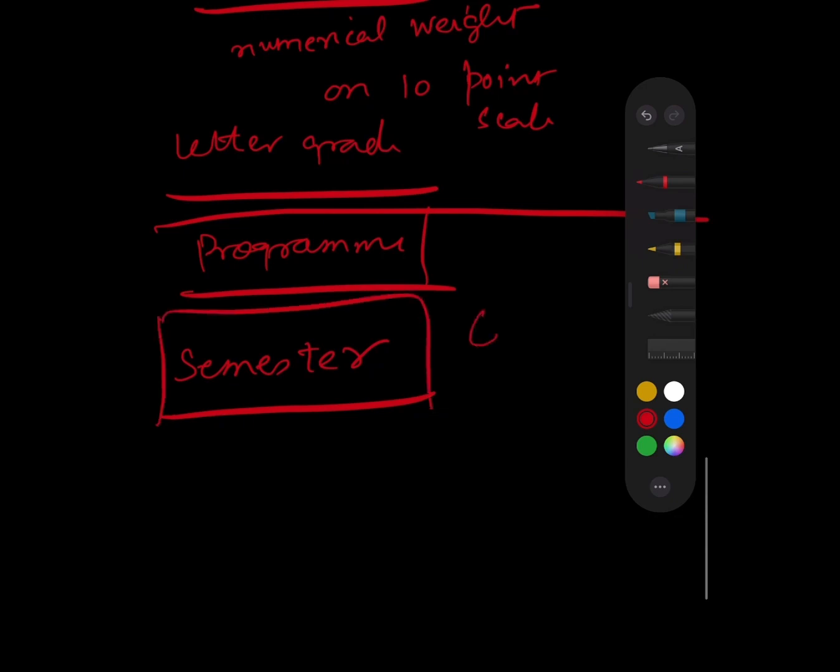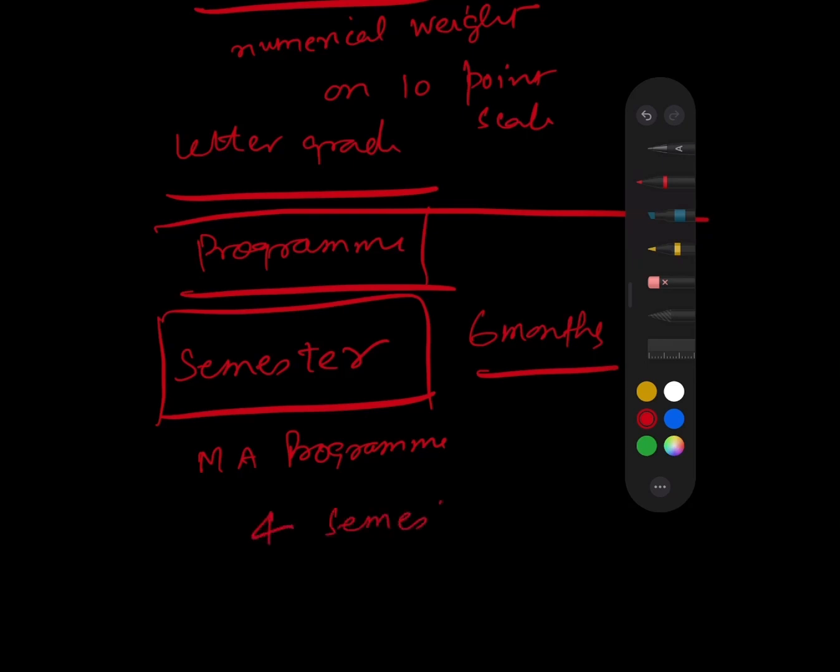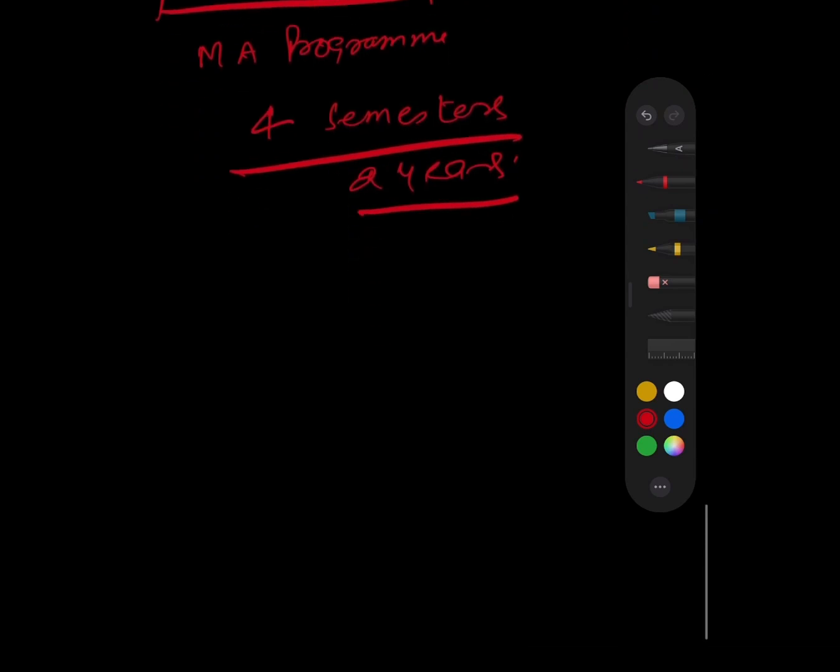Semester, when you say semester, generally it's 6 months. Like, for example, you are doing MA program. MA program consists of, say, 4 semesters, means 2 years. So what is then 1 semester? Do you continue study continuously, say, for 6 months? Each semester will consist of 15 to 18 weeks, and this is equivalent to 90 actual teaching days.